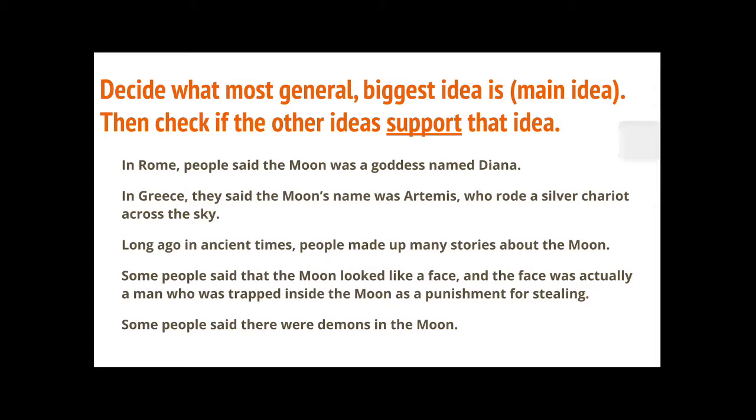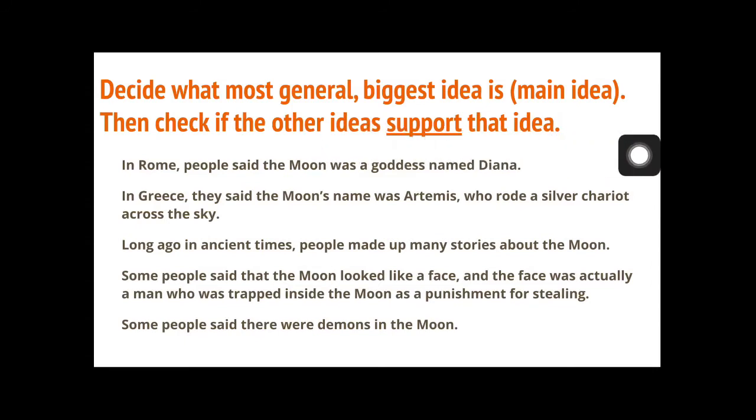Which of those is the biggest idea? Which is the one that kind of covers all the rest? Makes all the rest make a little bit more sense. So if we said the first one, this is the first one that shows up on my list. In Rome, people said the moon was a goddess named Diana. Okay, my second step is to check if the other ideas support that idea.